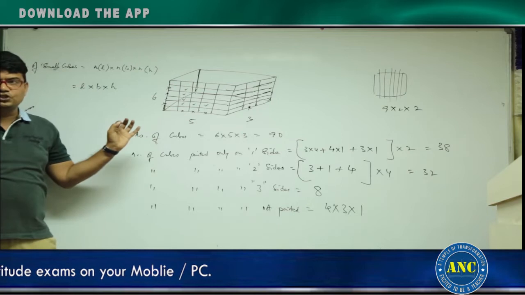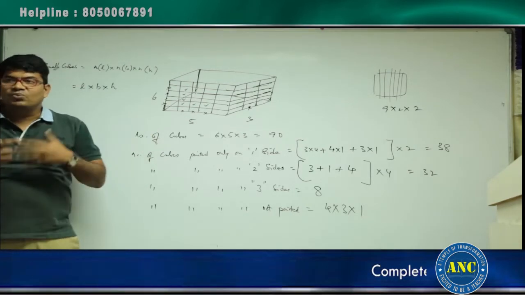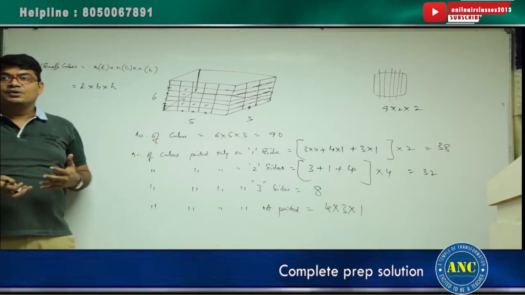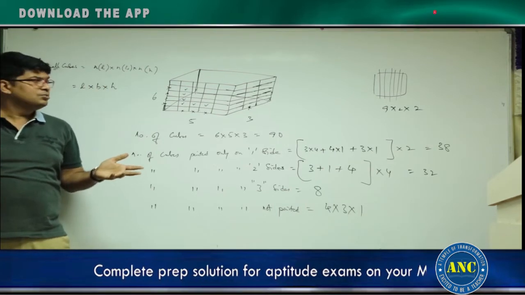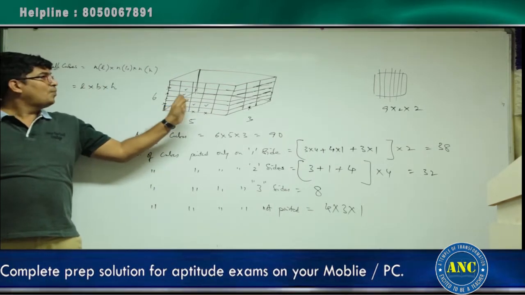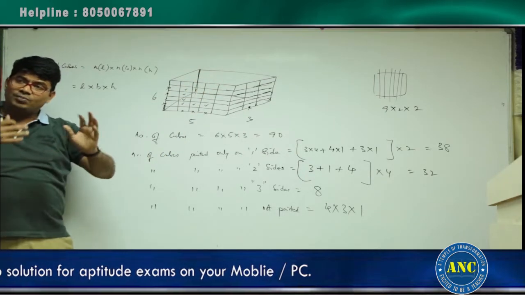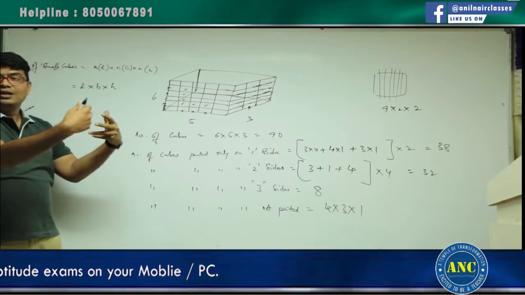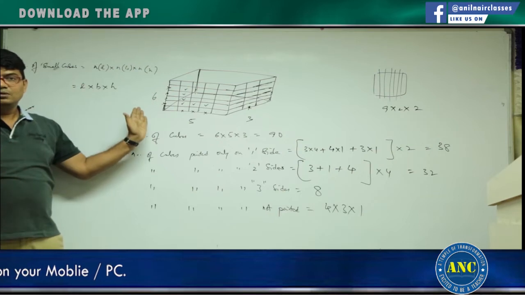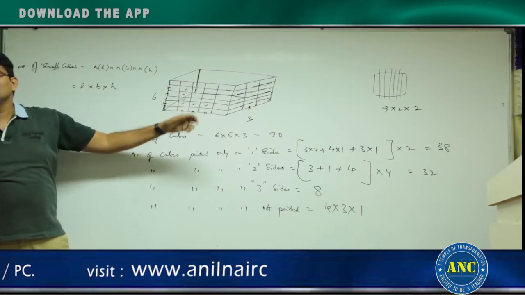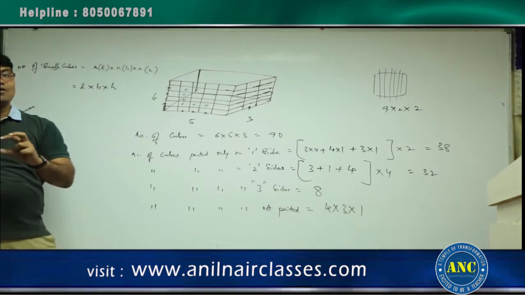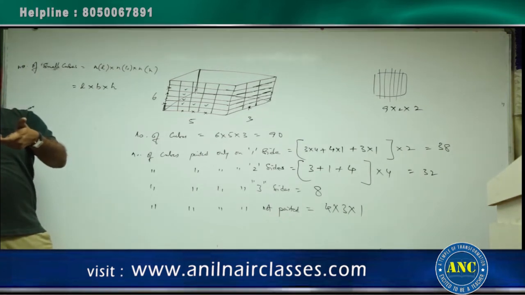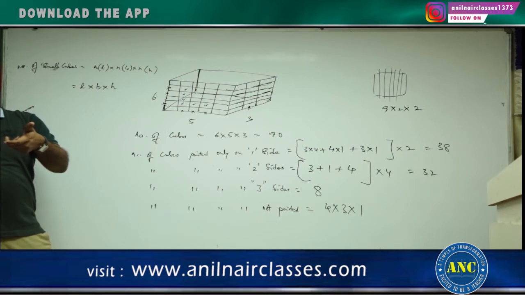Look here. The questions will vary in various exams. Even a CAT level question can be solved. In CAT, what will he ask you? He'll say opposite sides are colored in red, opposite sides are colored in blue, the other sides are colored in green, he'll give you 3 different colors. He'll say how many cubes have blue and red? How many cubes will have blue, red and green?